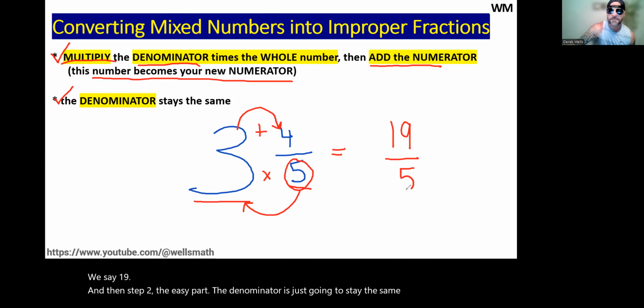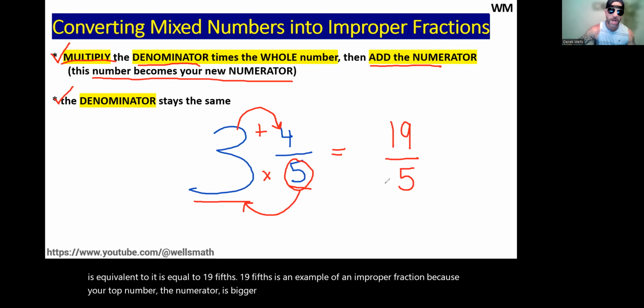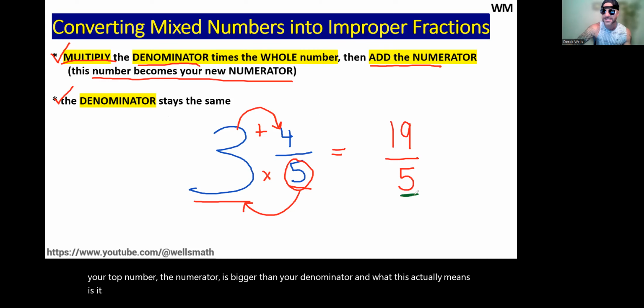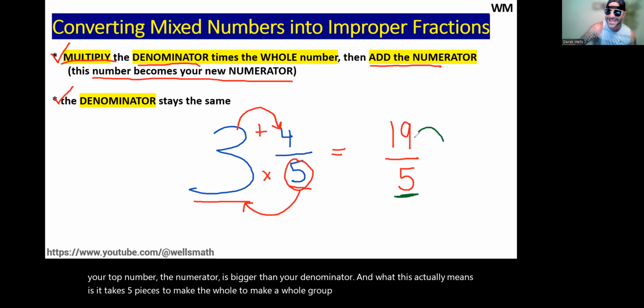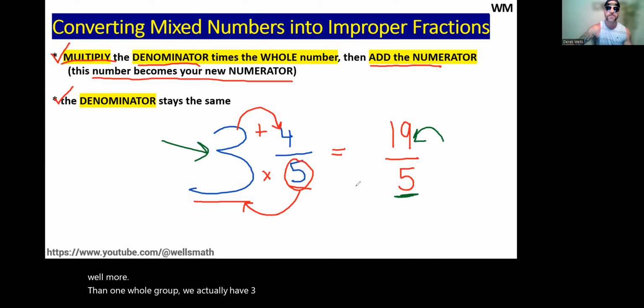So 3 4/5 is equal to 19/5. 19/5 is an example of an improper fraction because your top number, the numerator, is bigger than your denominator. And what this actually means is it takes 5 pieces to make a whole group. We have 19 pieces, so we have well more than one whole group. We actually have 3 4/5 of a group, okay?